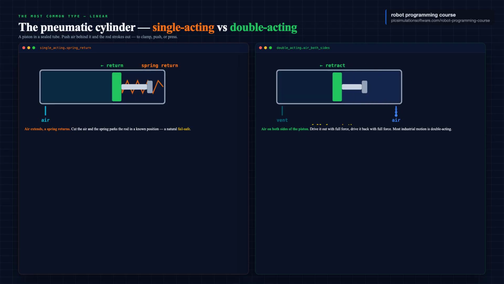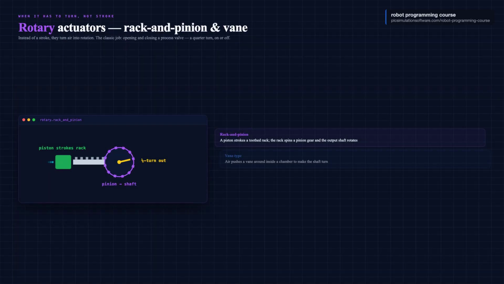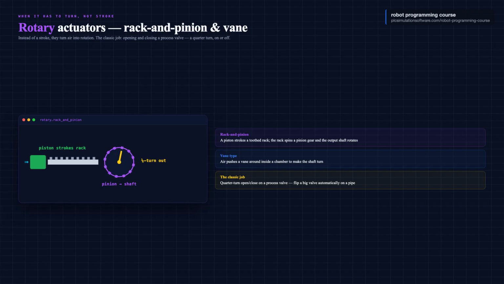Not everything moves in a straight line. That is where rotary pneumatic actuators come in. Instead of stroke, they turn air into rotation. One common design is rack-and-pinion. A piston strokes a toothed rack.